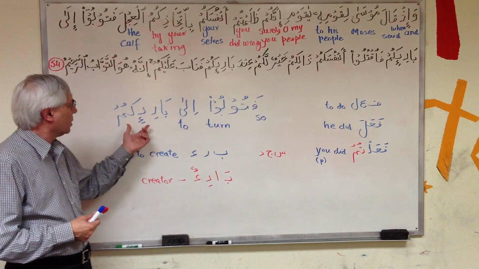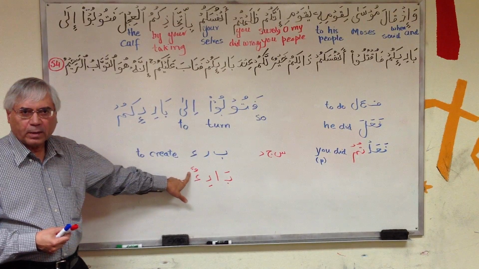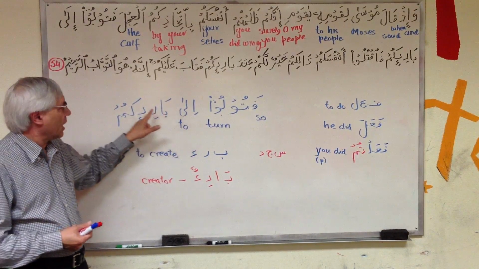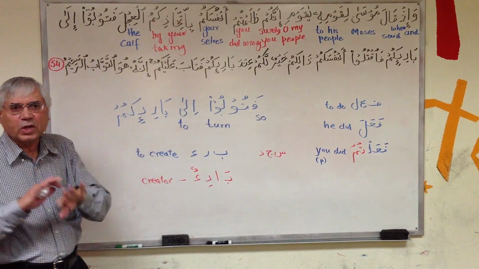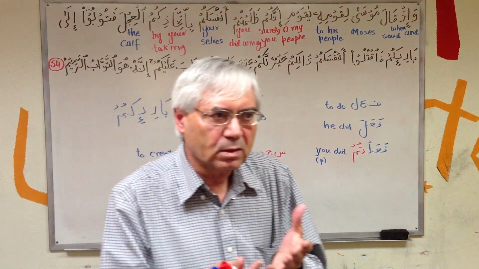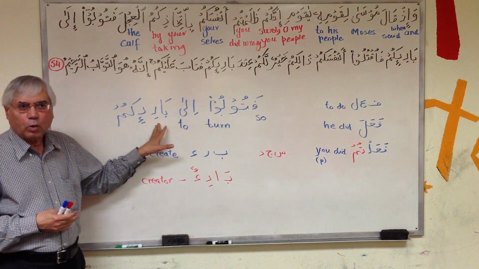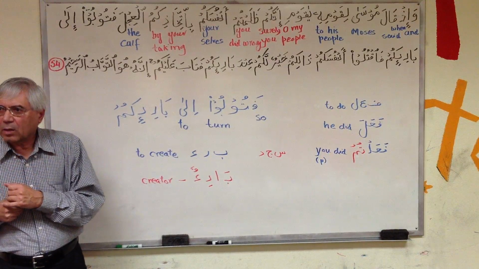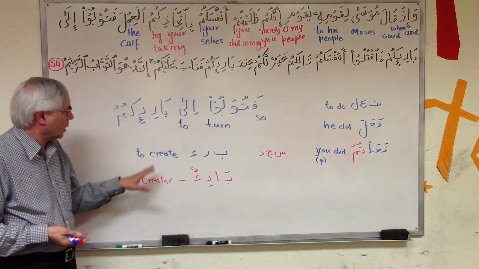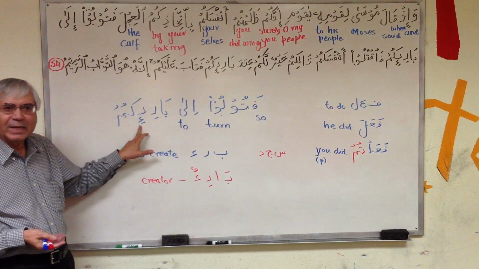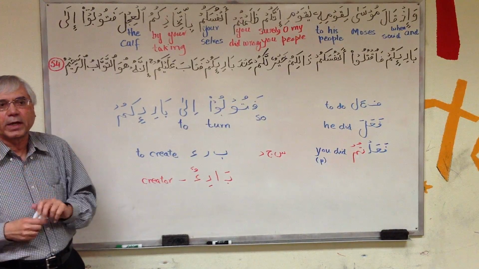So, when you combine bari-un and kum, one dhamma goes away. And ila is a harf jar, so that makes the dhamma a kasra, and it becomes bari-i. These are very standard rules in the Quran, once we understand what a harf-e-jar does and what happens when you combine a noun and a pronoun. Kum is a pronoun, meaning you. Bari-un is the noun. When you combine a noun and a pronoun, one dhamma goes away. If there is a harf-e-jar, the dhamma changes to a kasra. So bari-un becomes barikum: your creator. Turn with repentance to your creator.